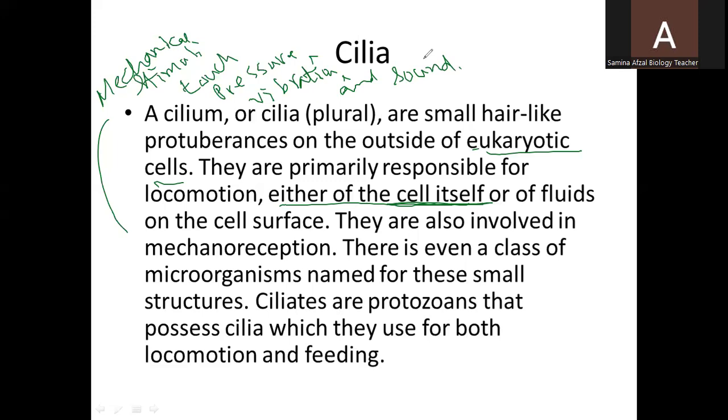So they are also involved in mechanoreception. So they can receive all these mechanical stimuli. There is even a class of microorganism named for these small structures. They are called ciliates. So ciliates are the protozoans that possess cilia, which they use for both locomotion and feeding. So the main function of cilia is locomotion.